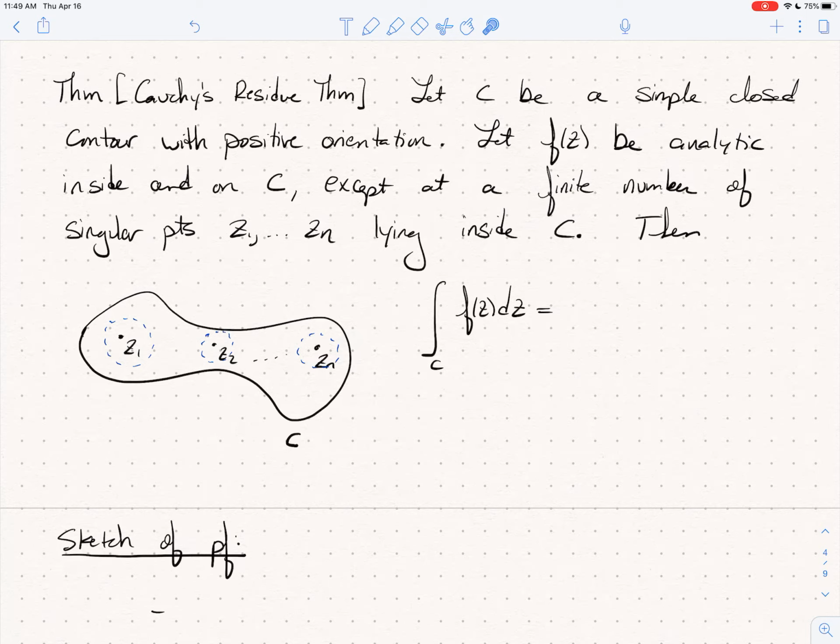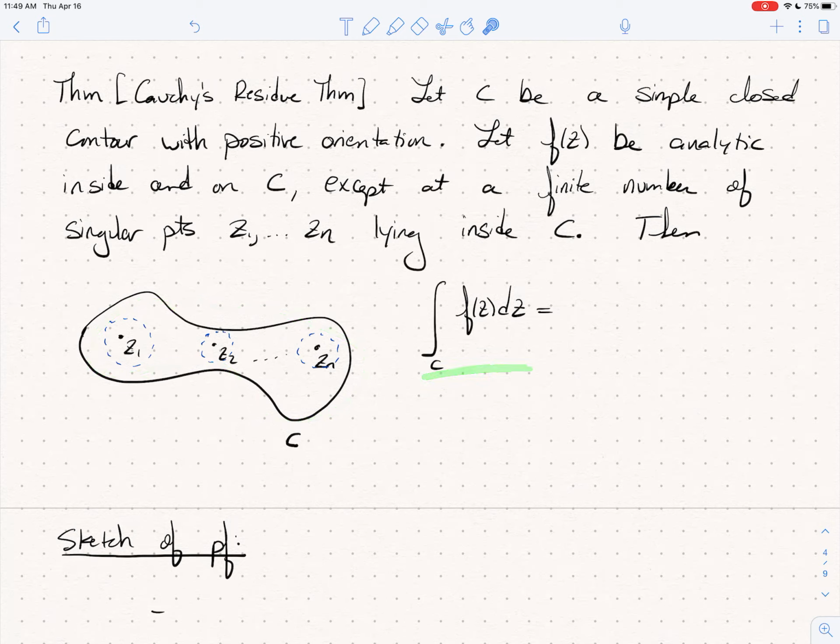And if you've been able to follow along on this lecture series, this won't actually be a big surprise to you. So here we go. We're going to have a simple closed contour C with positive orientation. We're going to assume that f is analytic inside and on C, except at a finite number of singular points, which from the remark above, we know are actually isolated singularities. These live inside C. So here's a picture, by the way.